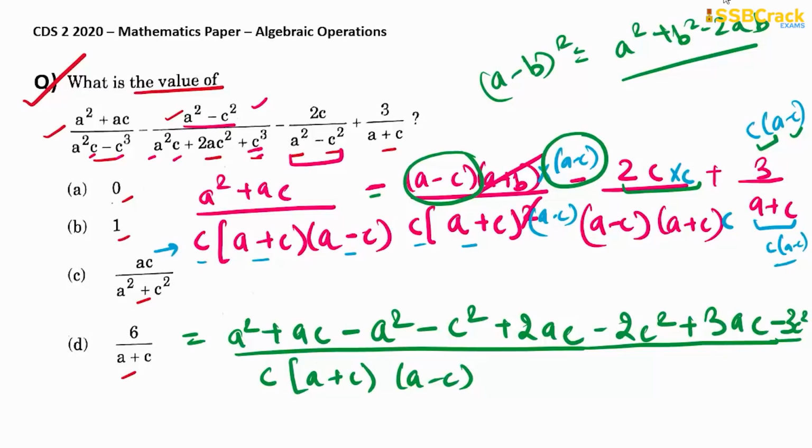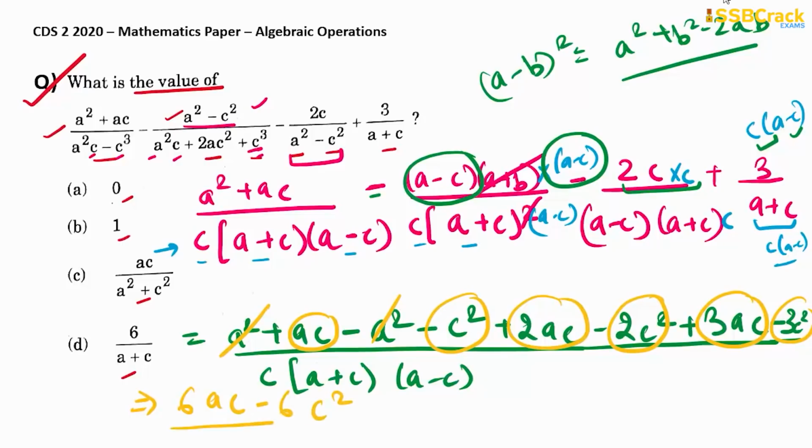Now we can simplify these terms. So here we can directly see that this a square cancels this a square. Okay. And nothing is cancelling after that. So we can write it after combining. So it will be equal to ac plus 2ac plus 3ac, so it will be 6ac, minus c square minus 2c square minus 3c square. So it will be minus 6c square. And in the denominator we have the exact same term, which is c into a plus c into a minus c.